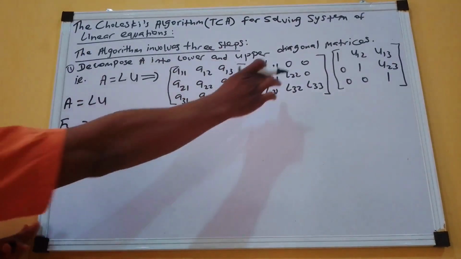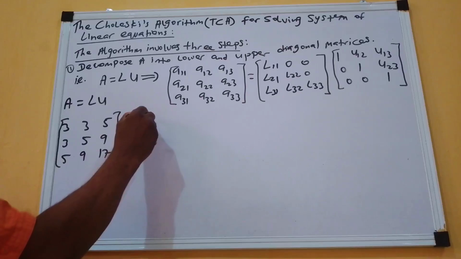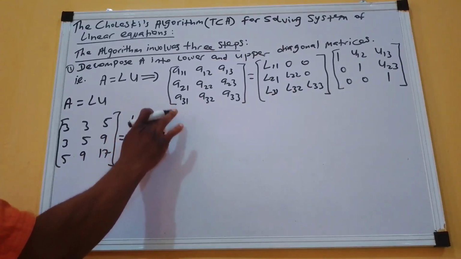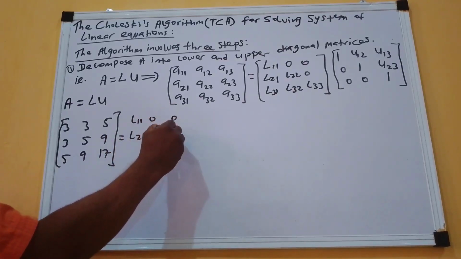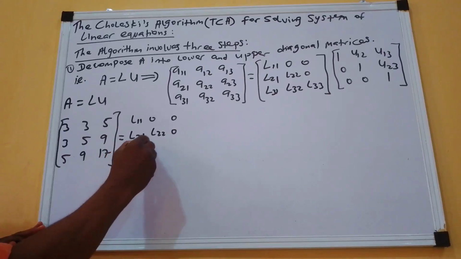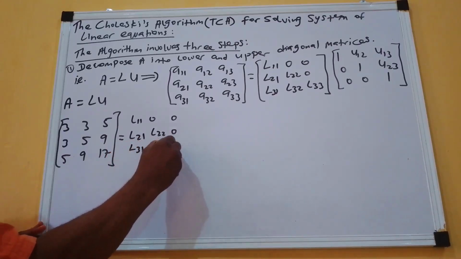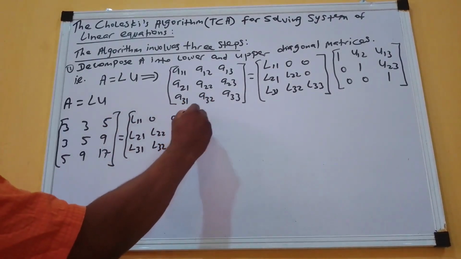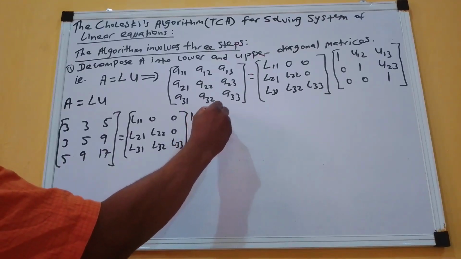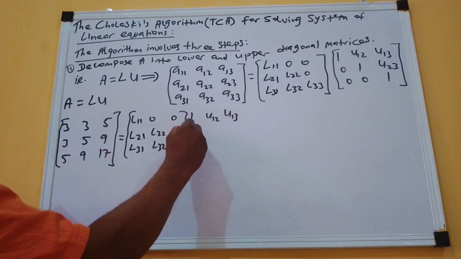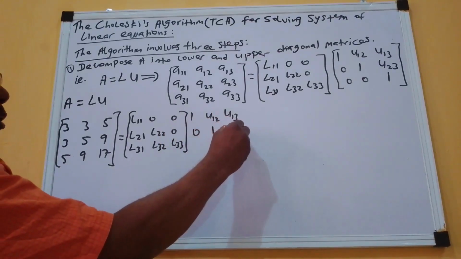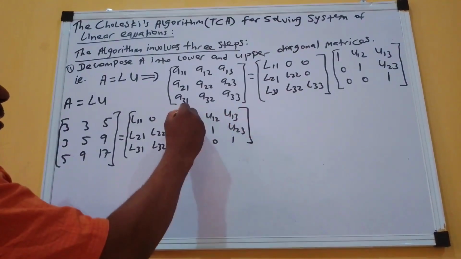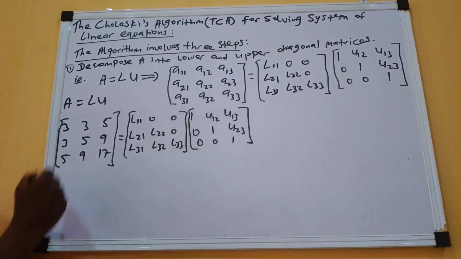Look at our L. Our L is L11, 0, 0, L21, L22, 0, L31, L32, L33. Then you have it like this. Then our U is 1, U12, U13, 0, 1, U23, then we have 0, 0, 1. This is what we have here.